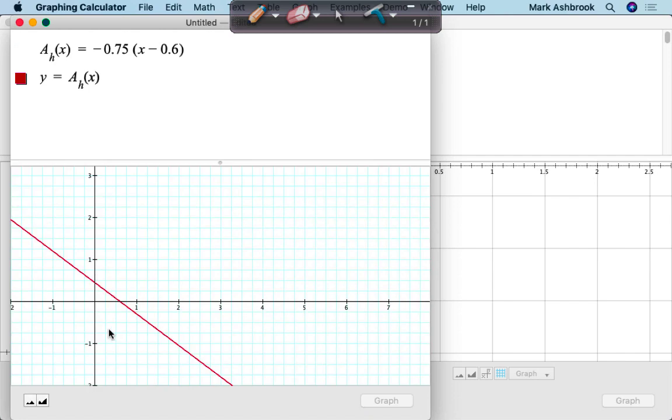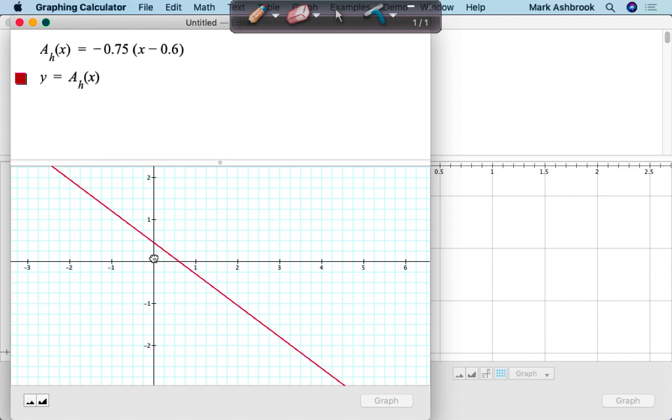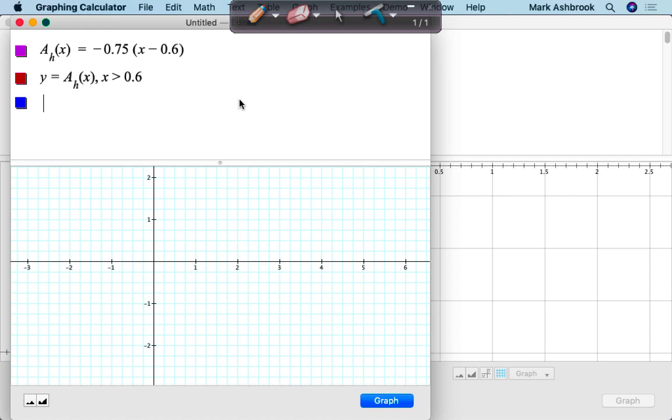So there it is. Now, but we only really care about seeing this starting from where? 0.6, right? So I'm going to do comma x greater than 0.6, and now it's just going to show that part of it. And so now this is looking a lot like that graph that we had, okay? The graph that I showed you. Now, say we want to highlight that. Let's highlight that point that we talked about.